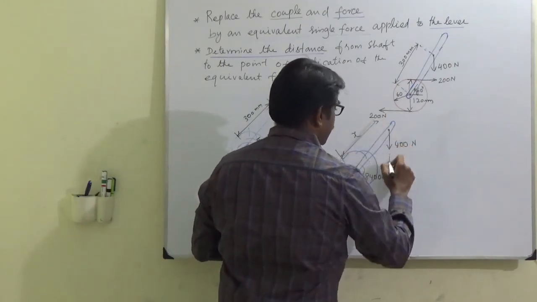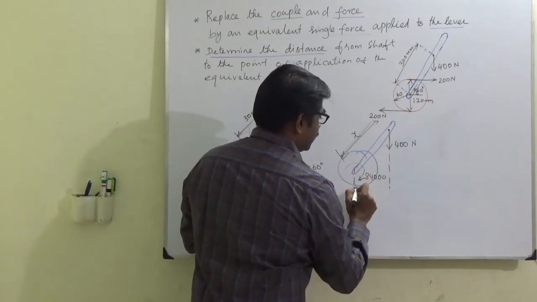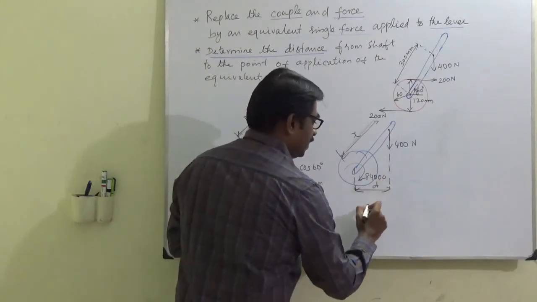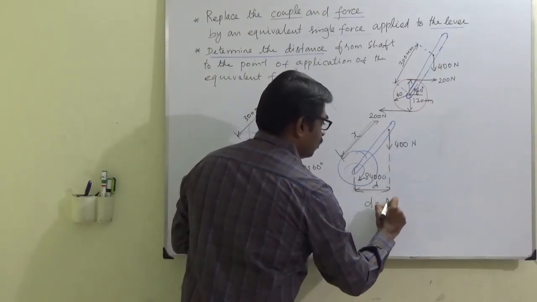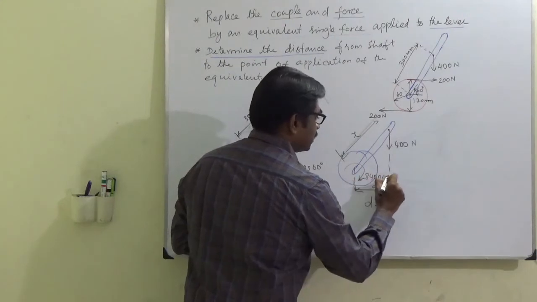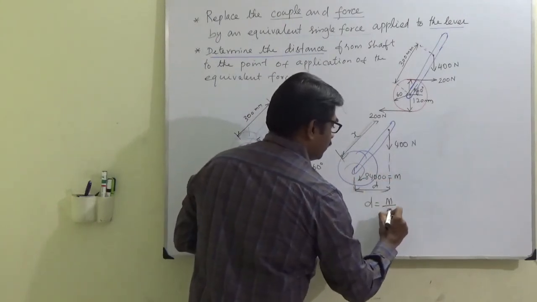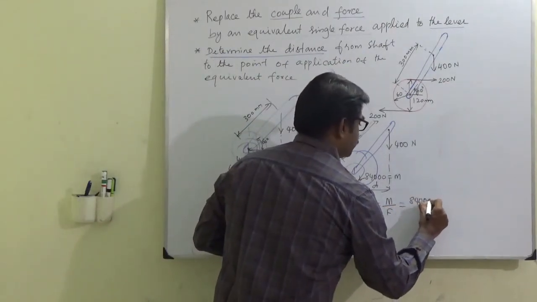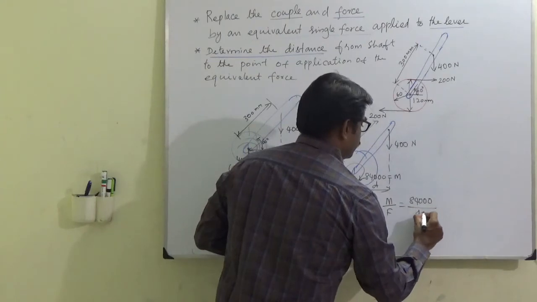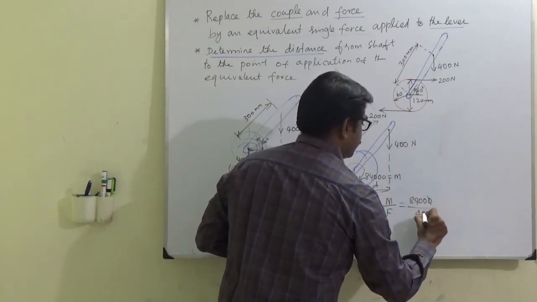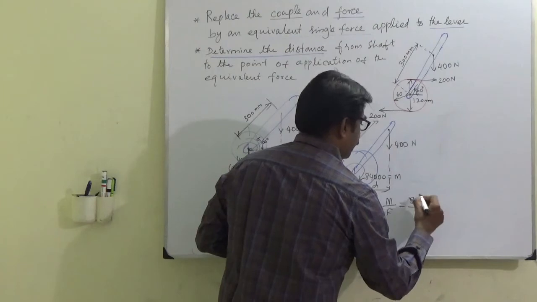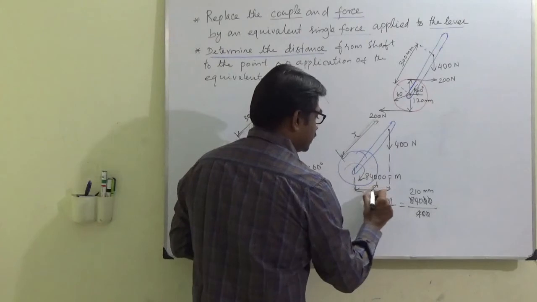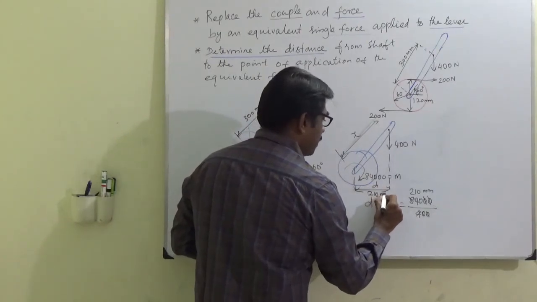X. The perpendicular distance is D. Now how to find out D? D equal to moment, or couple, by force. So 84,000 by 400. So this distance is 210 mm.